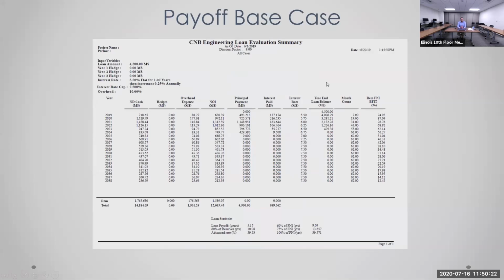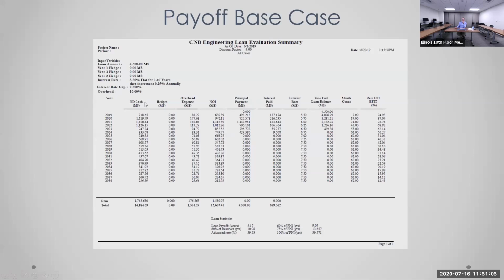Now, this is a very important example of what we look at when we try to determine when are we going to get our money back. So this is a loan that amounts to 4.5 million right here. The interest rate is 5.5%, and that is flat for 1 year and increases at an increment of 0.25% annually and is capped at 7.5%. We estimated the overhead expenses to be 10%. Now, the discount factor is obviously 9%.